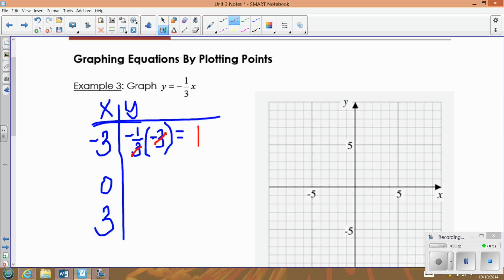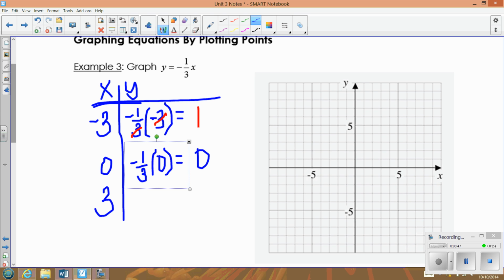Then I'm going to go to 0. And when I plug in 0, so I'm going to do negative 1/3 times 0, and we know that 0 times anything is just 0. So that's why 0 is one that you're always going to be able to work with too. It doesn't matter what the fraction is, 0 times anything is going to be 0. And then I chose this 3 here, again, because it's a multiple of 3. So that means my 3 up top cancels out with that 3 on the bottom, so I have a negative 1.